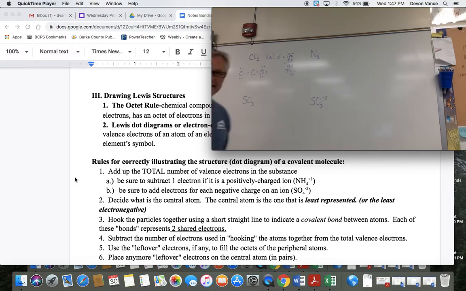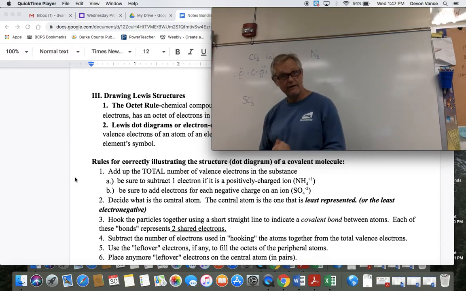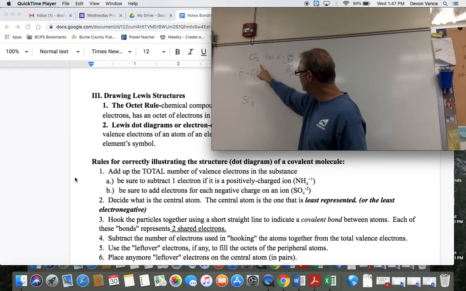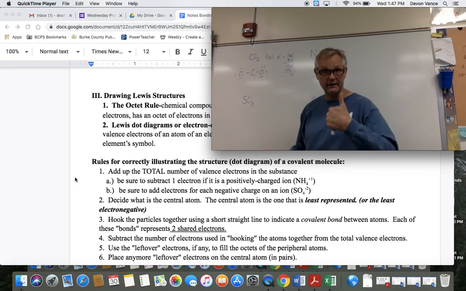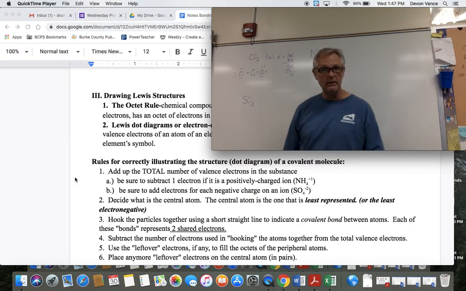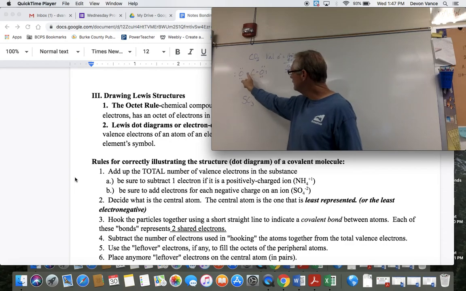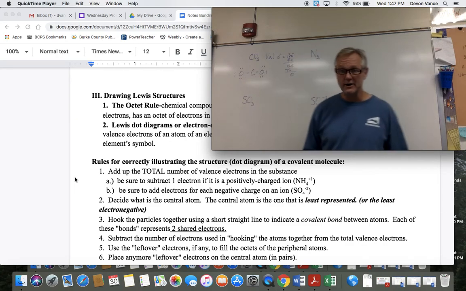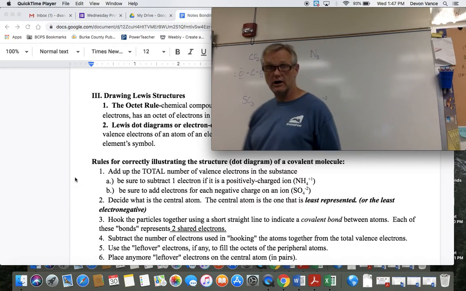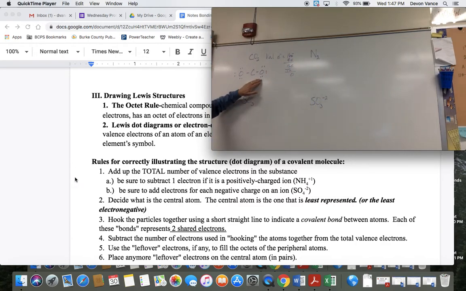But big thing here is, is everything stable? So I look at it and I say, this oxygen here has 2, 4, 6, 8. It's good to go. This oxygen, 2, 4, 6, 8. It's good to go. But look at my carbon, 2, 4. That's not good to go. So what happens is we're going to have to share electrons from our one that is in the peripheral.